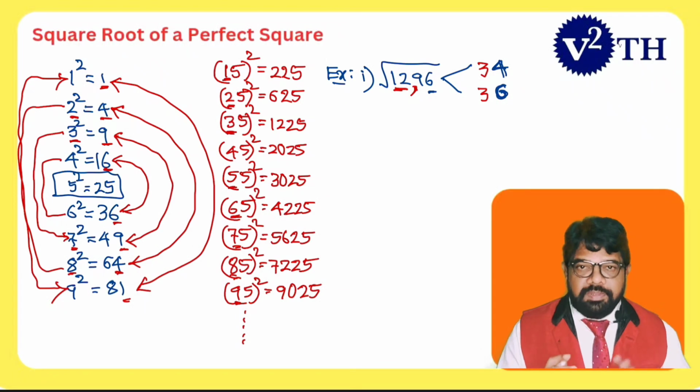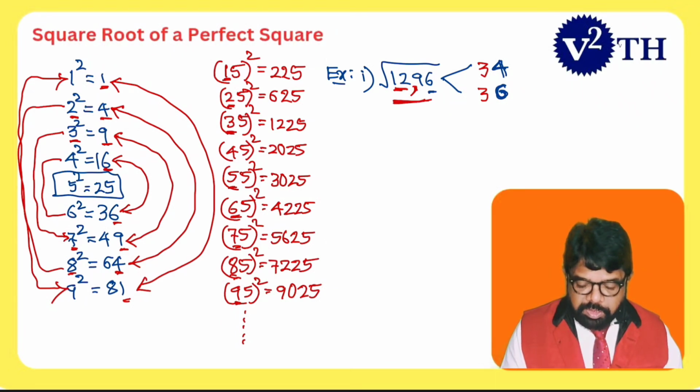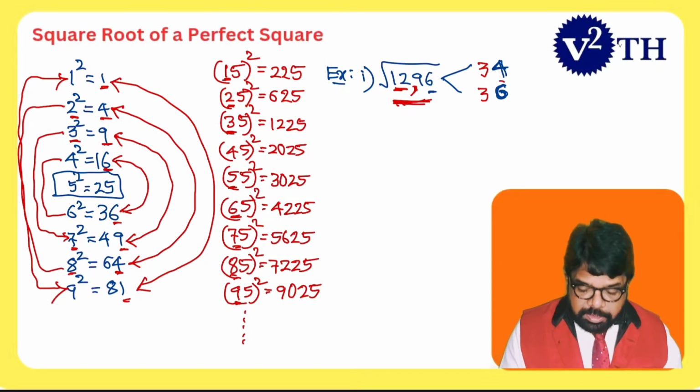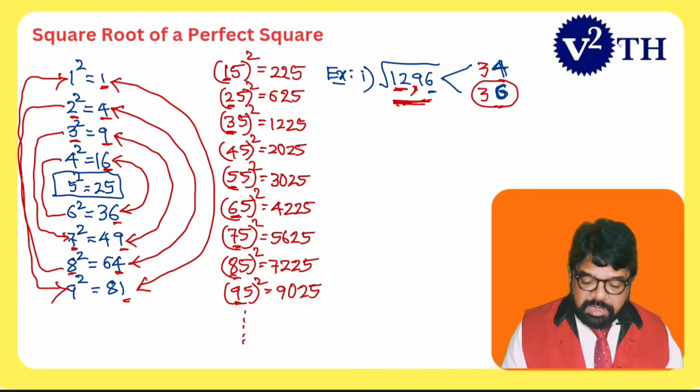So it is either 34 or 36. Which is the correct one? Take the middle value, 35 square. What is 35 square? 1225, we know. Here 1296 is greater than 1225, so our answer will be greater than 35. Understood? 35 square is 1225, but here 1296 is there. So our answer is greater than 35, which means 36 is our answer.